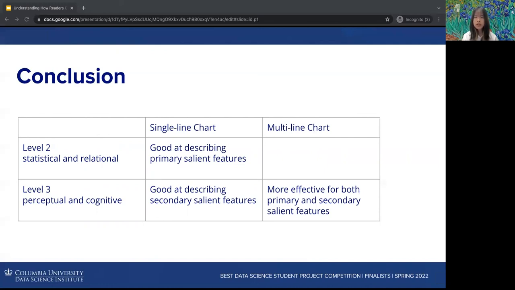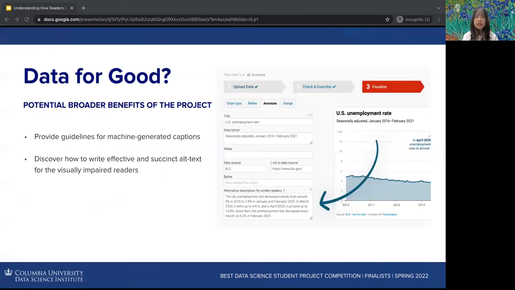For multi-line charts, however, as the charts become more complicated, the visually salient extrema don't necessarily deliver the most important information, which reduces the effectiveness of level 2 captions. Our study seeks to provide insights for effective caption writing. It can also have a broader implication as well. For example, guidelines on how to write good captions can provide a standard for machine-generated captions. It can also have a positive effect on alt text writing.